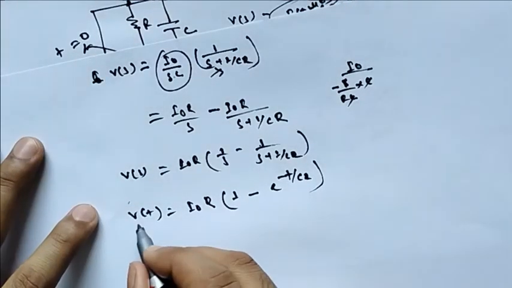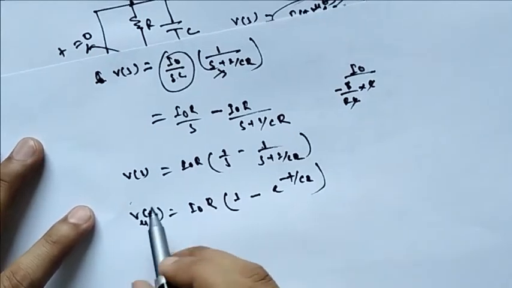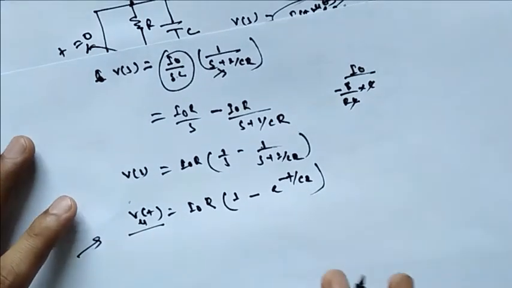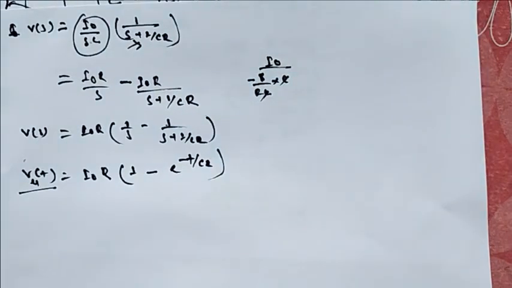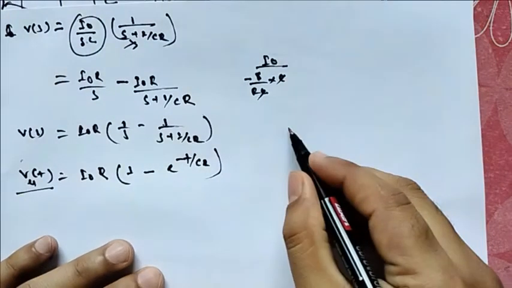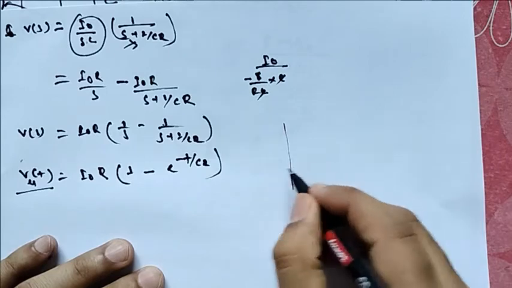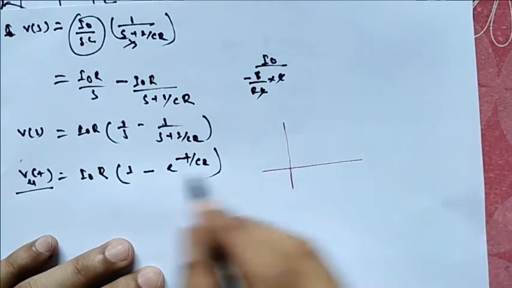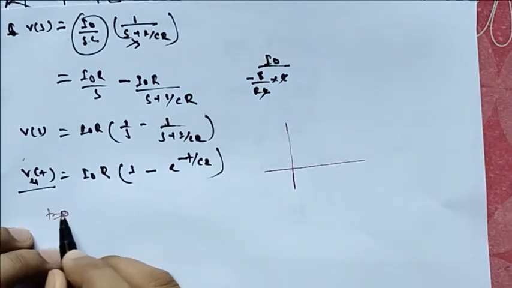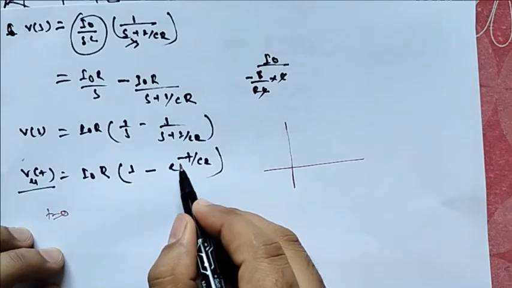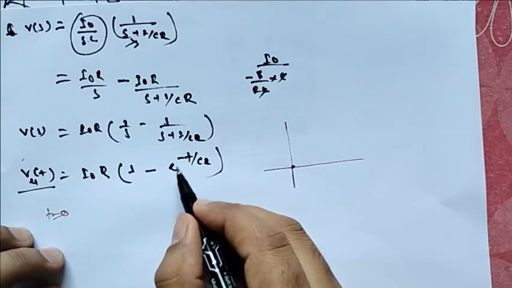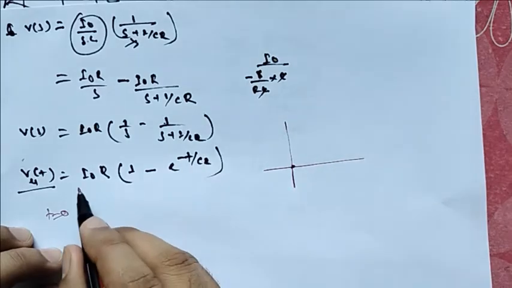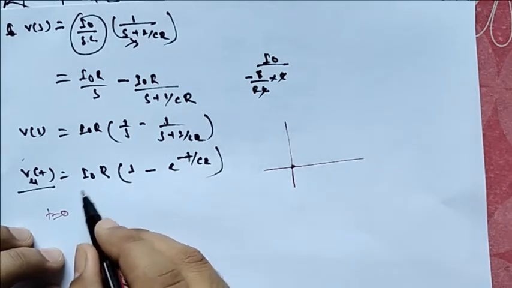This is the step response we are going to get. Now if I draw the curve, the plot will be: if I take t equal to 0, then the exponential becomes 1, and 1 minus 1 goes to 0. If I take t equal to infinity, then this is going to go to I naught R.